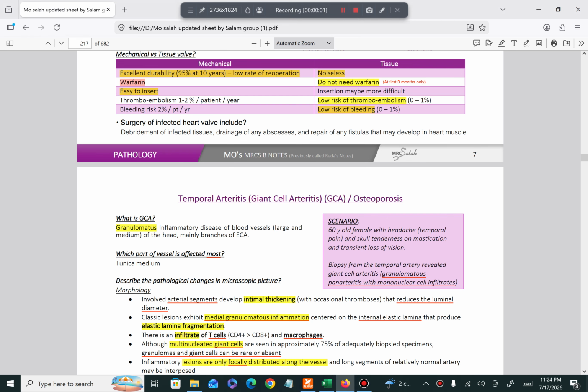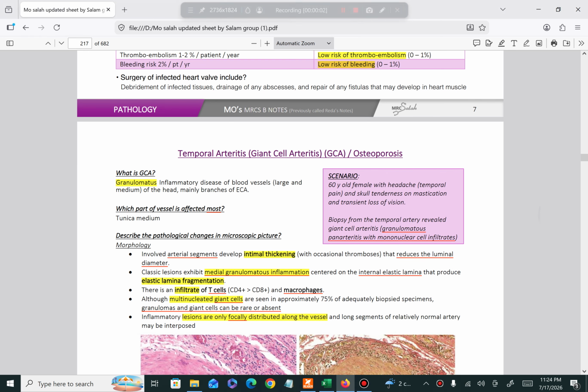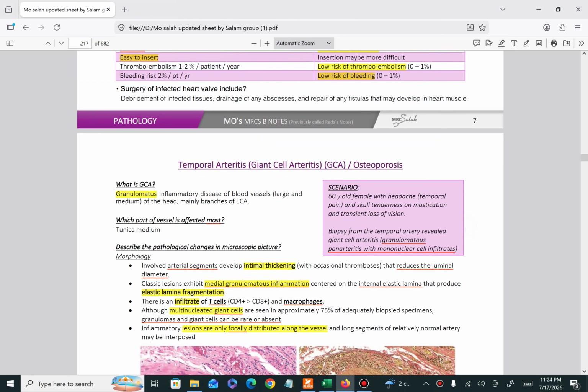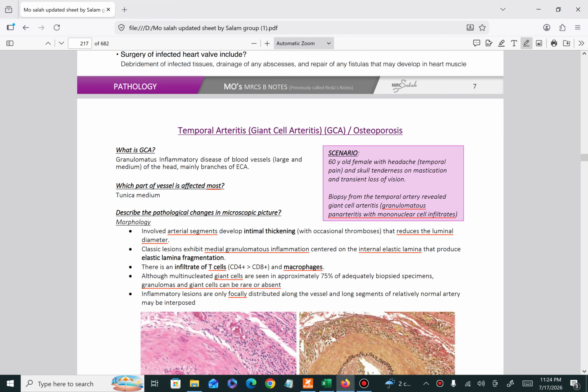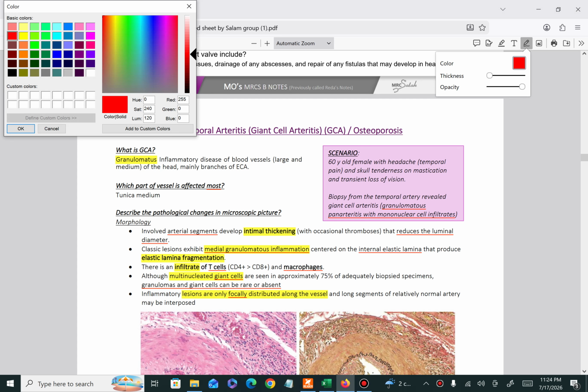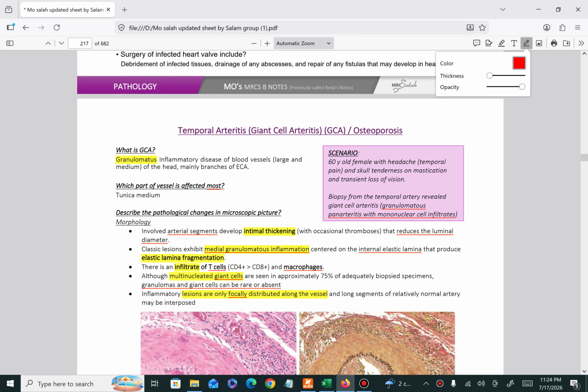Discuss the third station of the pathology for MRCS Part B, and that is temporal arteritis, also called giant cell arteritis, and we will also be discussing osteoporosis. Okay, so temporal arteritis and osteoporosis. So what is giant cell arteritis?